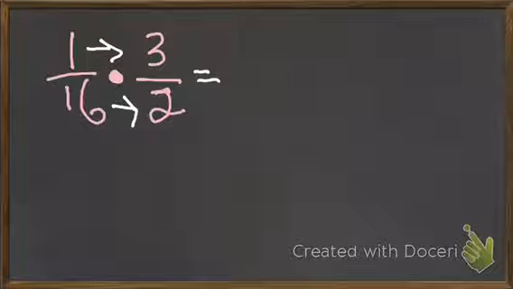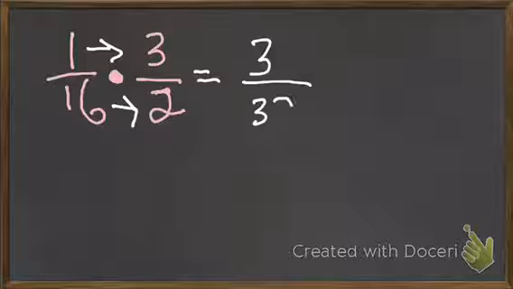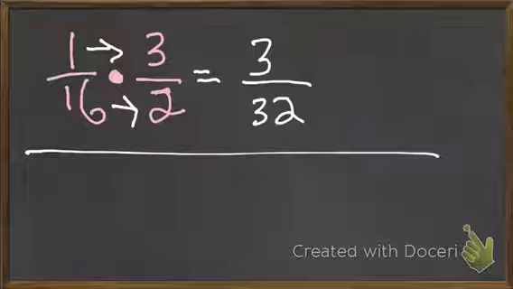So 1 times 3, 3. 2 times 16, 32. And then you ask yourself, can I simplify? Well, did I say 33? I meant to say 32. Does 32 simplify by 3? I don't think so. So you stay with your proper fraction of 3 over 32. So, yay. Another example. Let's see if I can get another example.